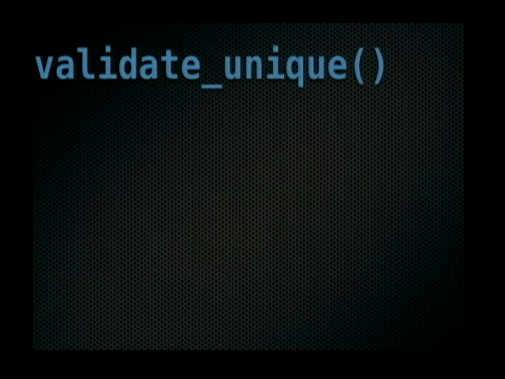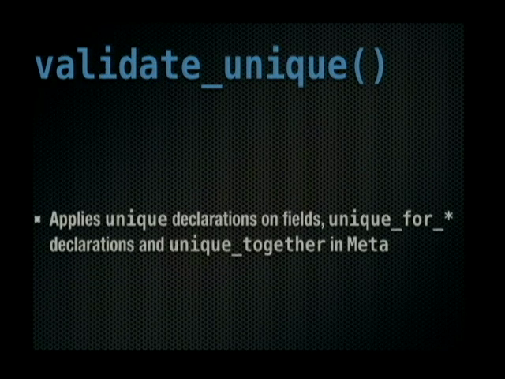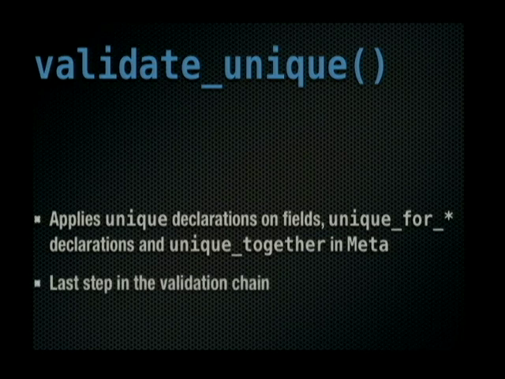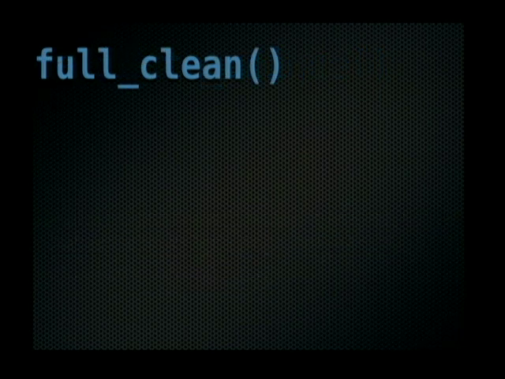Then there's validate unique. This is going to look at all of the unique constraints you've declared on your model, your unique declarations, your unique for a date declaration, your unique together declarations. Make sure that they're all correct. This is the last step in the model validation chain.